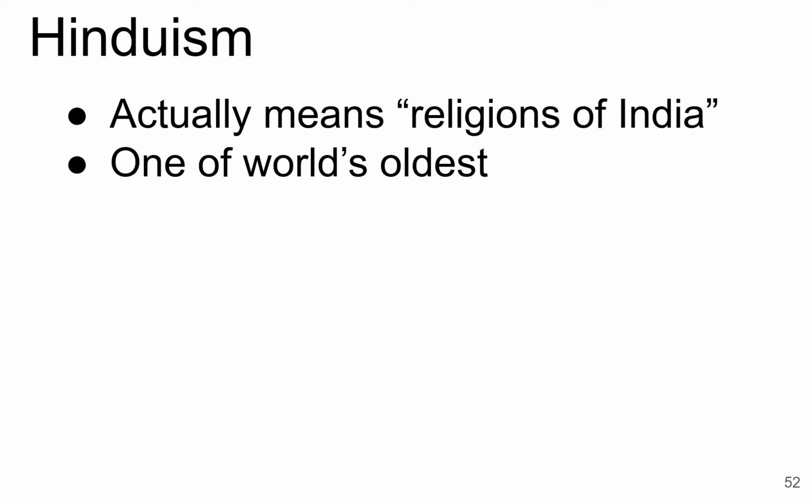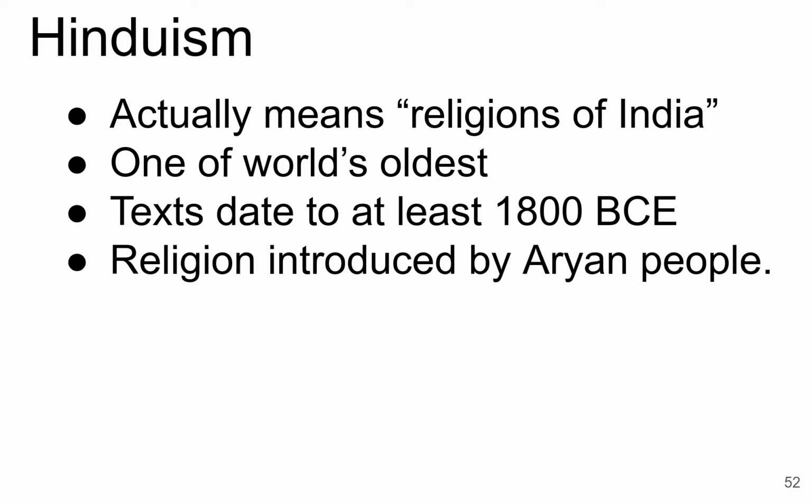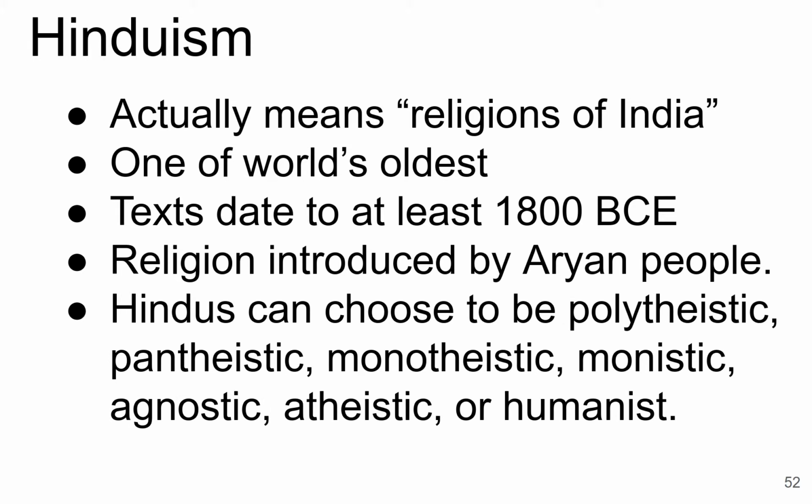It's one of the world's oldest religions. The texts are about 4,000 years old. They date to about 1800 before Common Era. The religion came in with the Aryan people. The Indo-European language and the Hindu religion came out of the Punjab, brought into India with Aryans. And I talked about this at the very beginning, that different religions can be atheist or monotheistic or polytheistic.